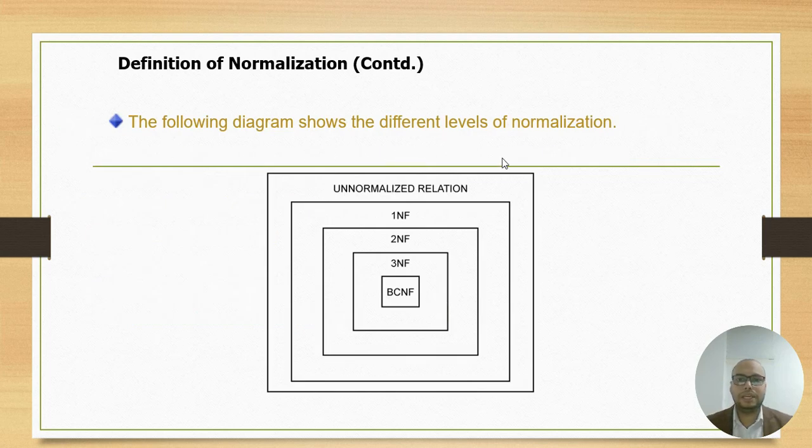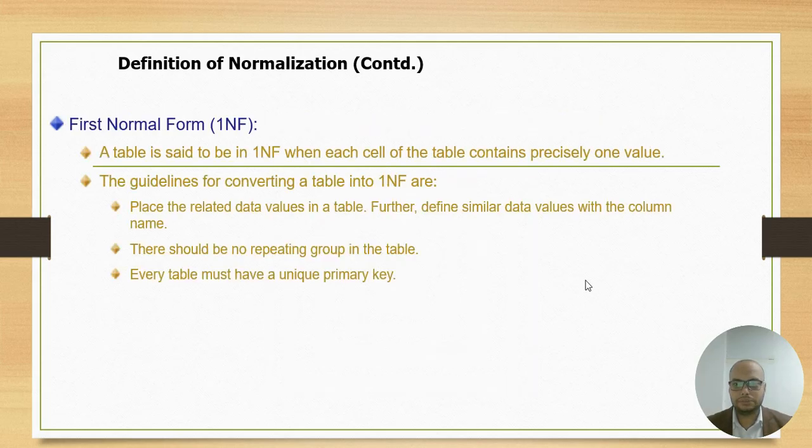The following diagram shows the different levels of normalization, as you can see in this diagram: first NF, second NF, third NF, and BCNF. So let's see what first normal form, that is called 1NF, means. A table is said to be in 1NF when each cell of the table contains precisely one value. I mean, a table stores values row-wise, individually, which means there is no collection or group of values in a single cell, right?